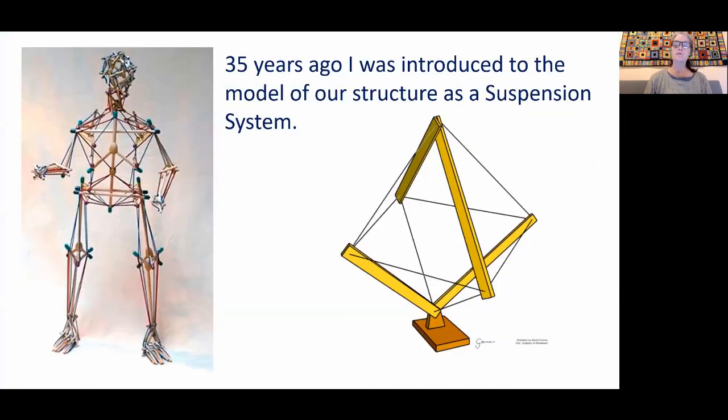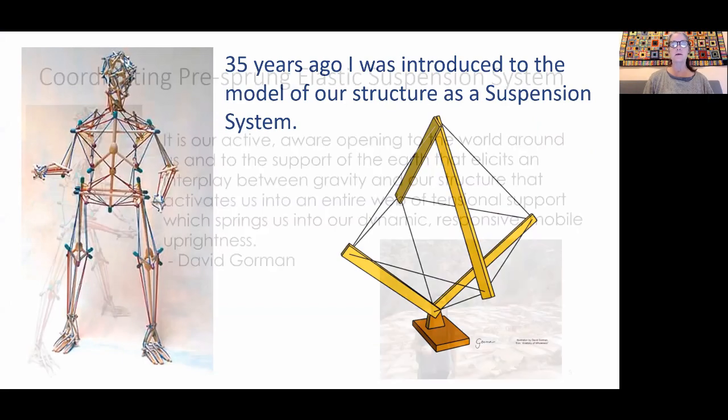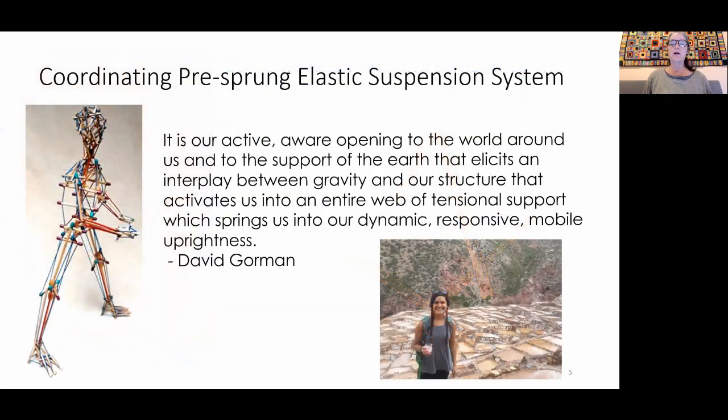35 years ago, I was introduced to the model of our structure as a suspension system, as an explanation for how we are designed to be upright. The coordinating pre-sprung elastic suspension system is an articulation by David Gorman, and here's how he describes it. It's our active, aware opening to the world around us and to the support of the earth that elicits an interplay between gravity and our structure, that activates us into an entire web of tensional support, which springs us into our dynamic, responsive, mobile uprightness.